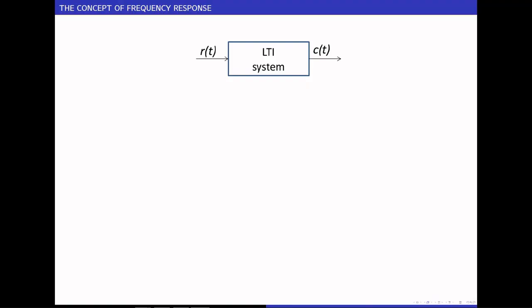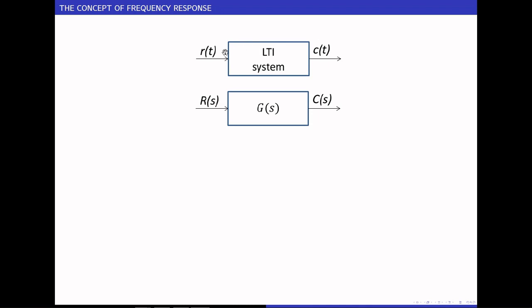LTI system. LTI means linear time invariant system. The system with an input R of t and output C of t. Both input and output are the functions of time. So for the known input R of t, if I'm interested to find out the output C of t, then the usual procedure we follow in time domain analysis is the entire system along with the signals will be transformed to Laplace domain or S domain.